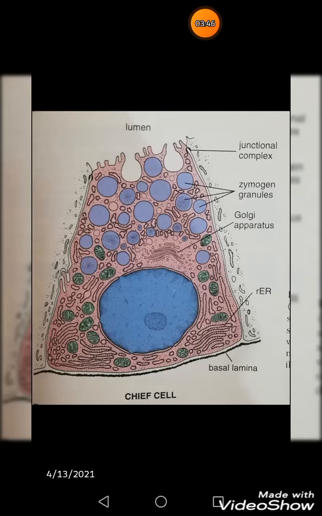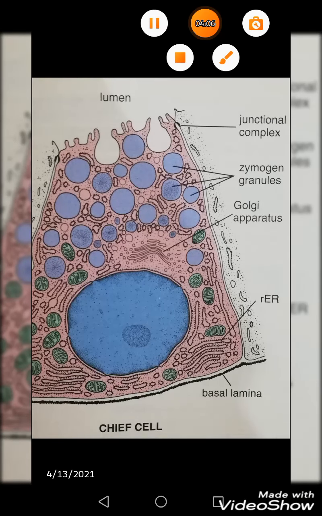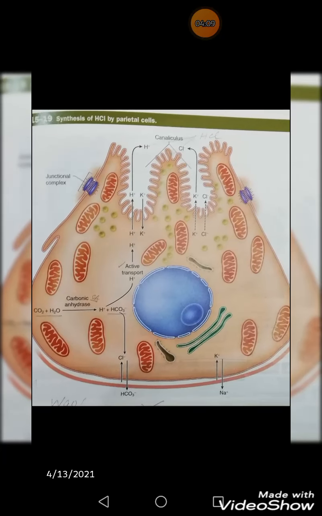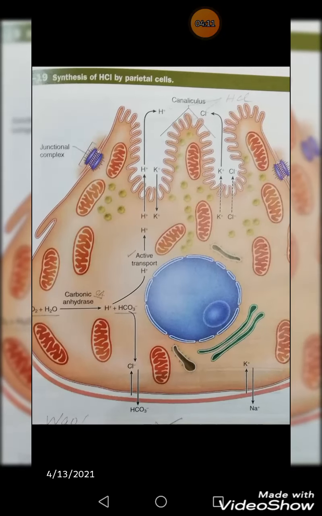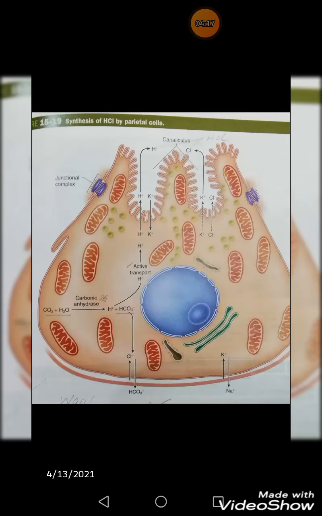Now look at the enlarged view of a chief cell, how the nucleus is basally located with the rough endoplasmic reticulum, and Golgi apparatus is there, and apically located zymogen granules are there, and on their margins the junctional complexes are also shown here. In this diagram of the parietal cell, we can see the junctional complexes in purple color on its margins. This diagram is actually showing the phenomena of acid production inside, which you can consult later on for its whole details.